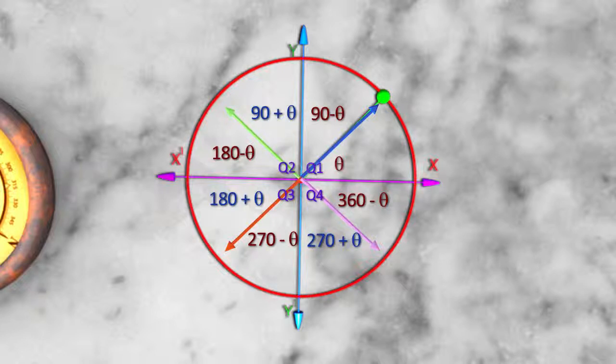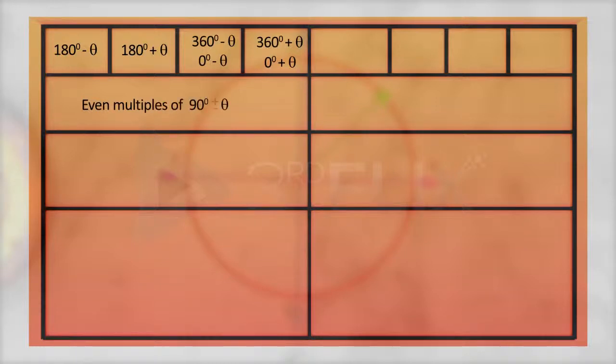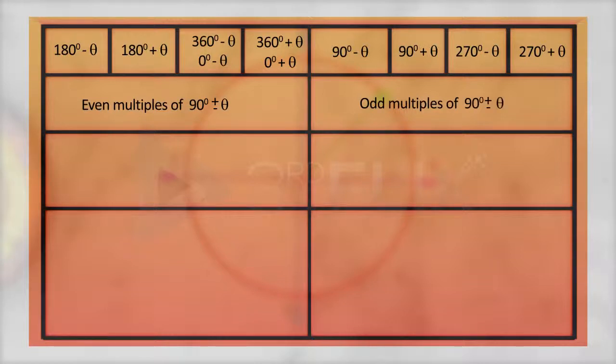Now let us find trigonometric ratios in various quadrants. The angles 180 degrees minus theta, 180 degrees plus theta, 360 degrees minus theta, 0 degrees minus theta are in the form of even multiples of 90 degrees plus or minus theta. The angles 90 degrees minus theta, 90 degrees plus theta, 270 degrees minus theta, 270 degrees plus theta are in the form of odd multiples of 90 degrees plus or minus theta.